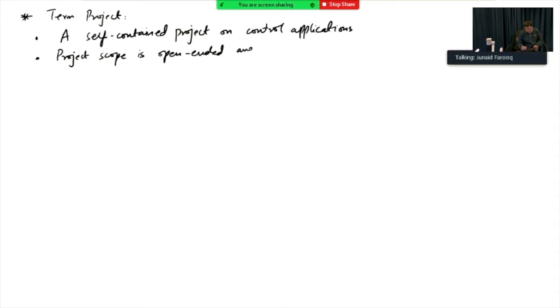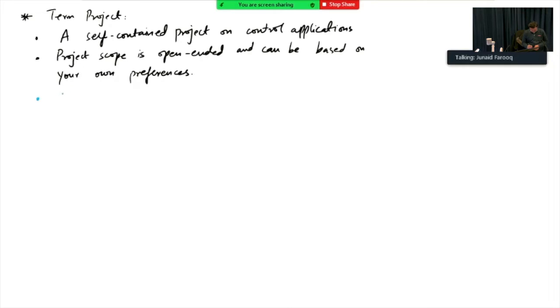And it can be based on your own preferences. Obviously, if you need help selecting projects, we can always suggest something, but it is really up to you to decide an application area and then use some of the control techniques to complete the project.